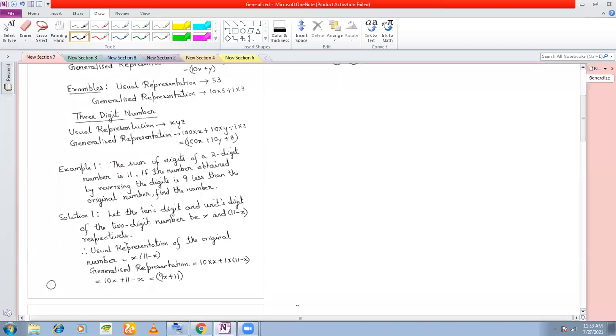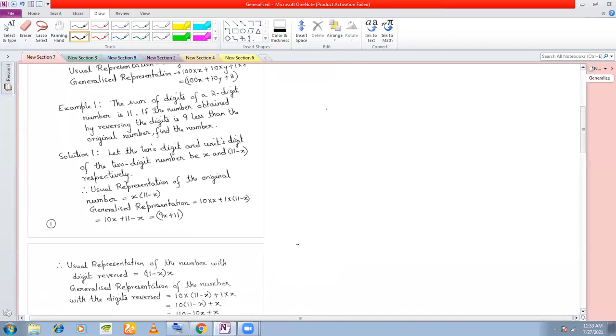So the first problem here is, the sum of the digits of a two-digit number is 11. Sum of the digits means, suppose the number is 23. What is the sum of the digits? 2 plus 3 is the sum of the digits, equal to 5. So that is what it means.